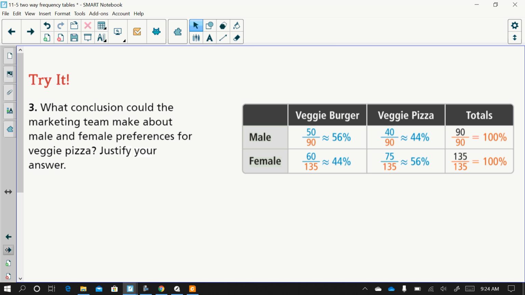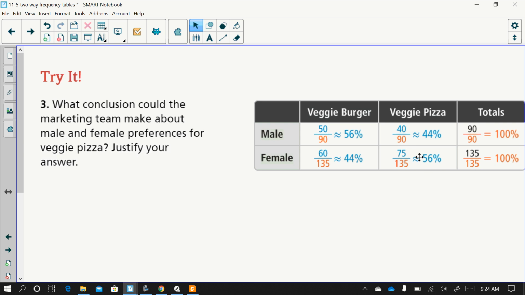Okay, so what conclusion could the marketing team make about male and female preferences for veggie pizza? Okay, so who likes veggie pizza more, males or females? Well, if I look right here, 56% of females prefer the veggie pizza while we have 44% of males. Okay, so we would say females prefer veggie pizza more than males do.